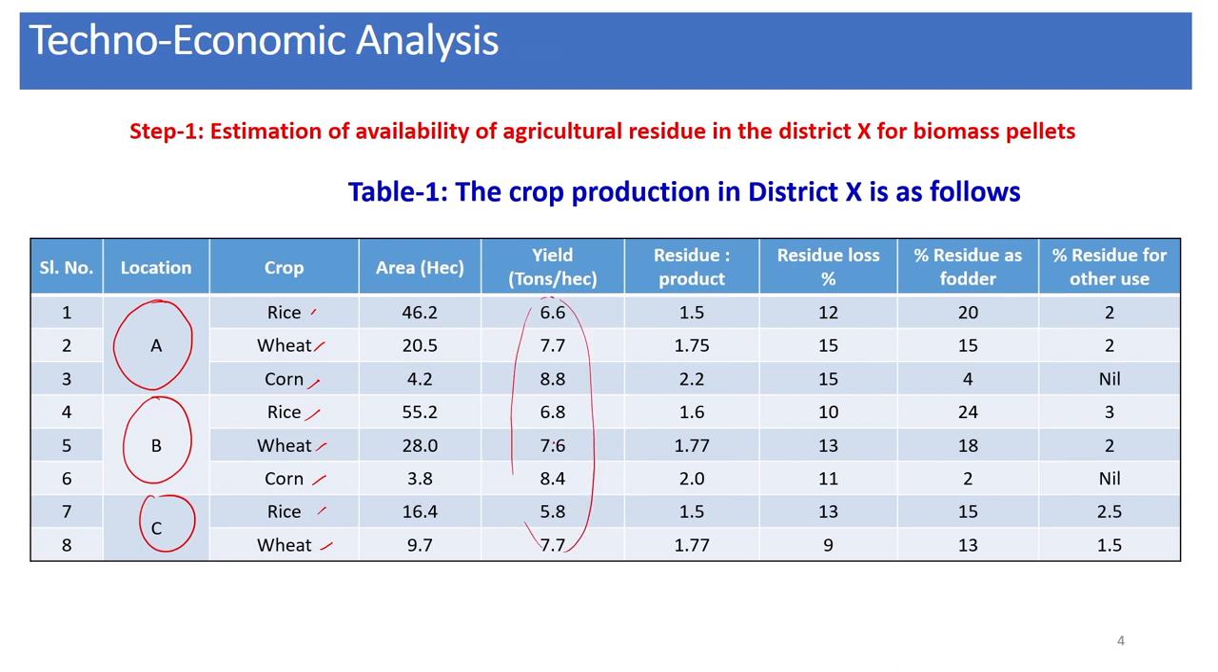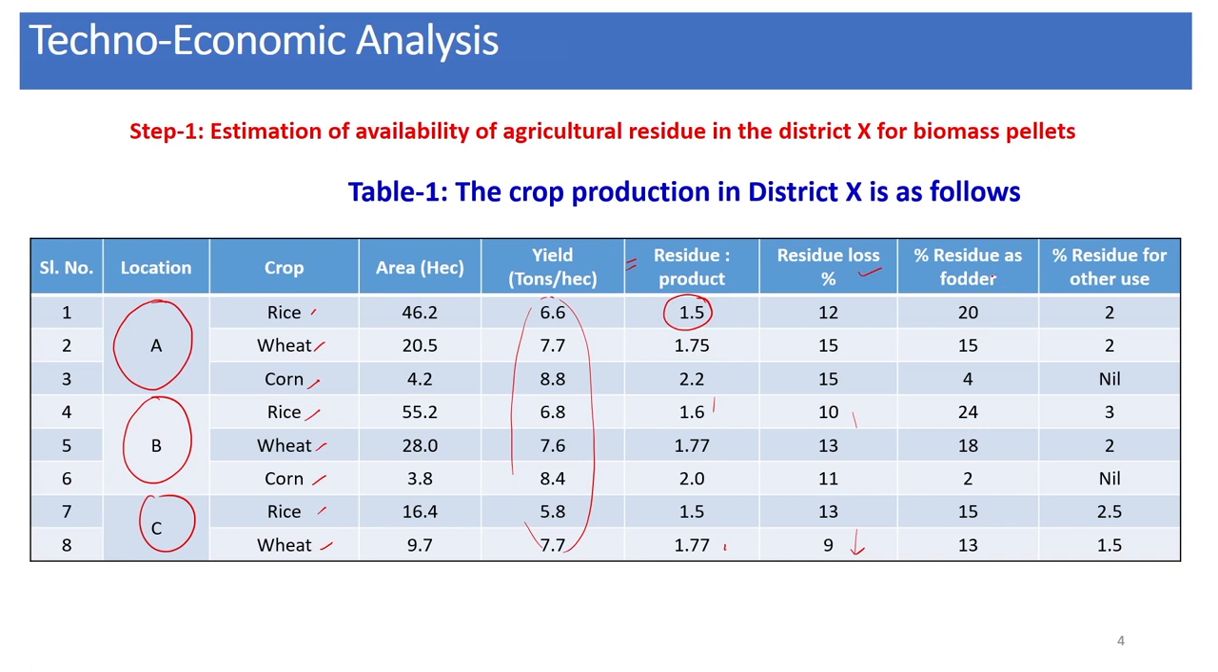Yield is also given here for all those crops, and we are defining one term called residue to product ratio. In case of location A and rice crop, it is about 1.5, and for wheat it is 1.75. That way we have the data for all the 3 locations of a particular district. And we have also calculated the residue losses. You can see 12%, 15%, and again 15% for corn. For all the locations, losses vary because they include transportation as well. If the plant is very nearby, then transportation losses will be low. And if it is far from the generation, then transportation losses will be high.